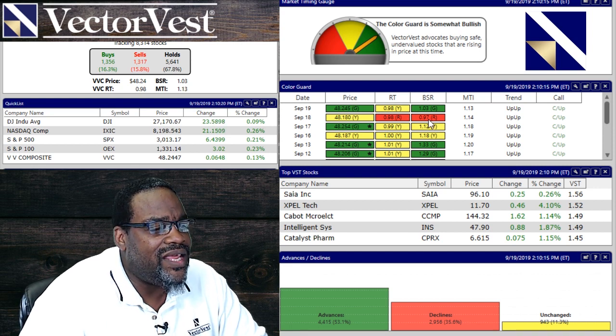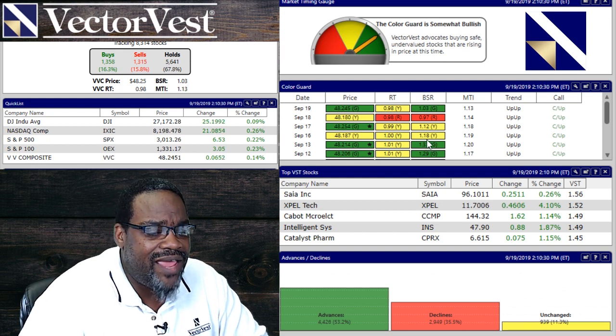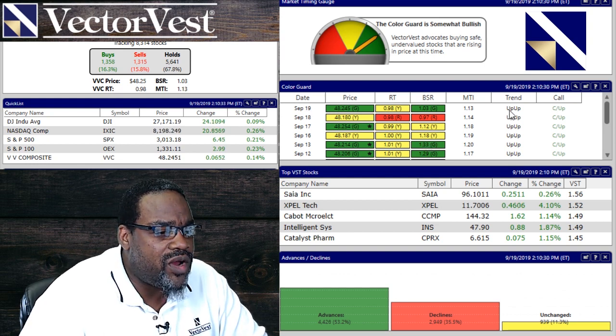What does that mean? If I'm investing in the market more from a swing trade perspective, I've got more caution advised, because I've got more yellow lights than anything else. If I'm looking at it on a day-to-day basis, today, primary wave is up, which is looking at the week-to-week movement of the VectorVest composite, which is the price column here.